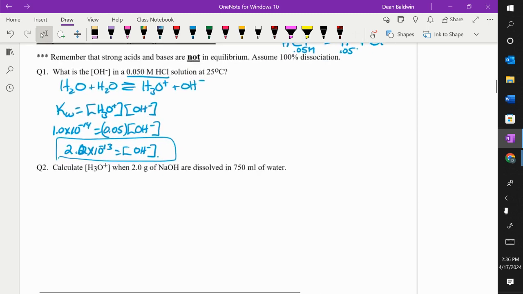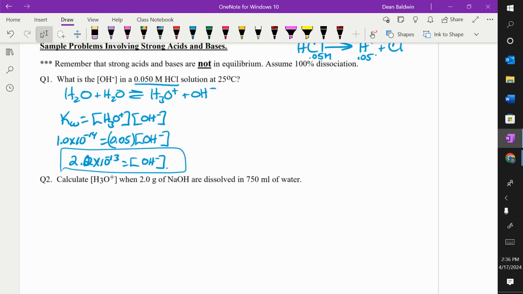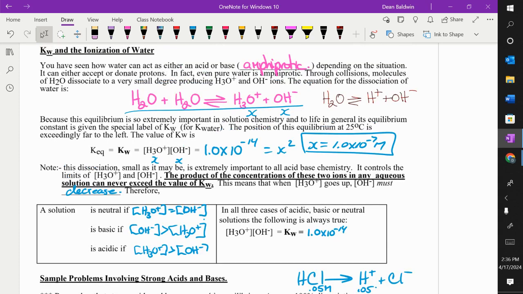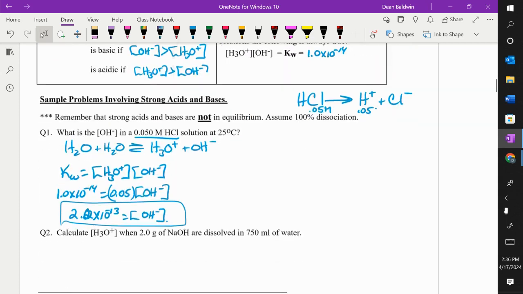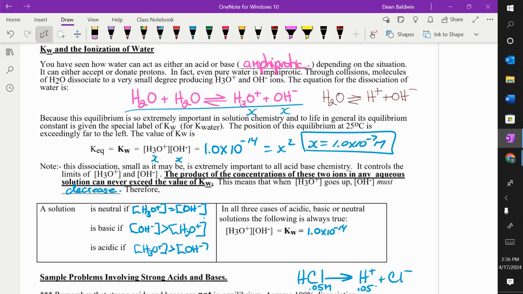All right, H3O plus. Calculate the concentration of H3O plus when 2 grams of NaOH is dissolved in 750 mL of water. So what should happen? Looking at the equilibrium, we're adding NaOH. So we're adding a bunch of OH minus. So what should happen? Equilibrium should go the other way. What should happen to this? It should go down. So you can check that. Let's see if it works.